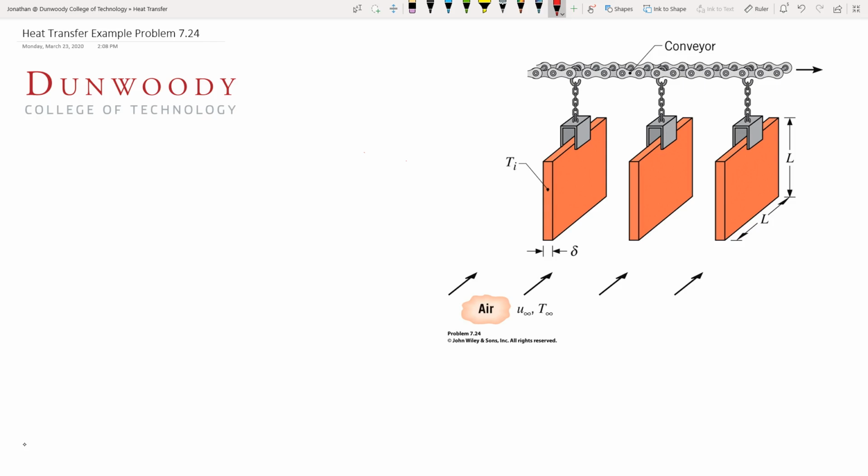So we've got a situation here where we've got some hot plates coming out of a furnace. They're being cooled by some ambient air flowing across them, and we're told that this conveyor speed is lower than the airspeed by a significant amount. So our known values: air temp and velocity, plate dimensions, and we know the initial temperature of these plates.